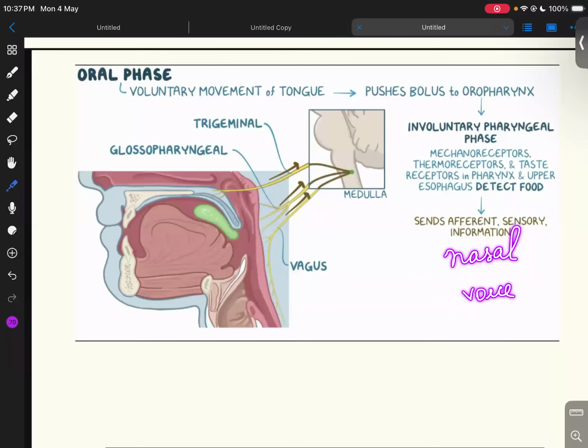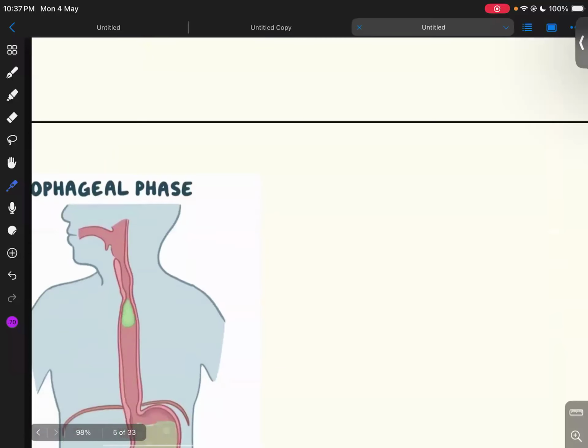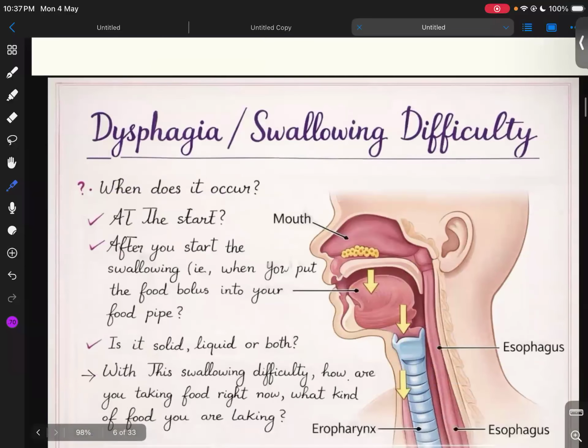Before discussing dysphagia, I have discussed this pathophysiology in detail because this is something important to understand. For dysphagia, there are two types. One is oropharyngeal.